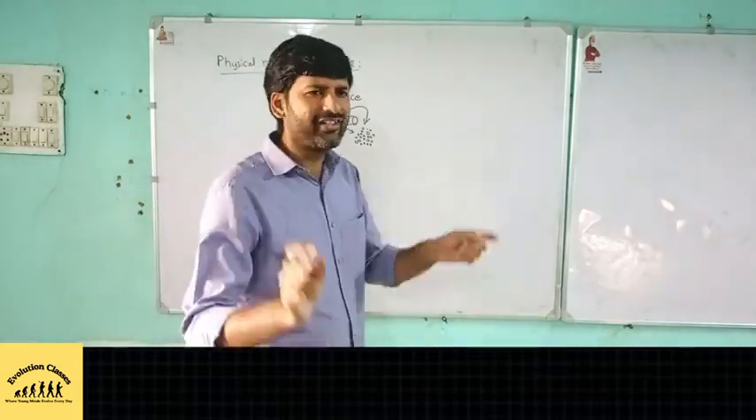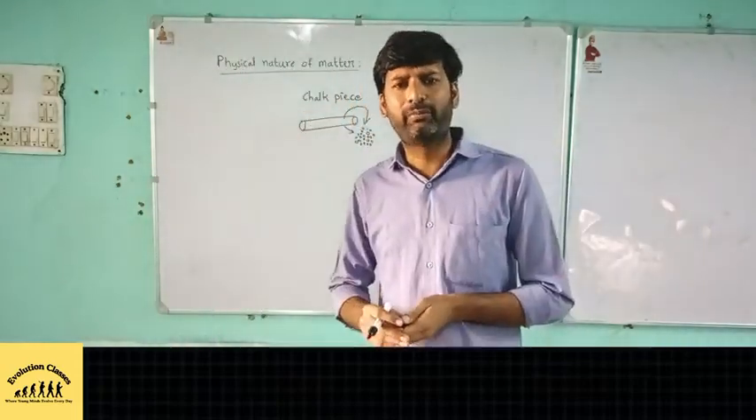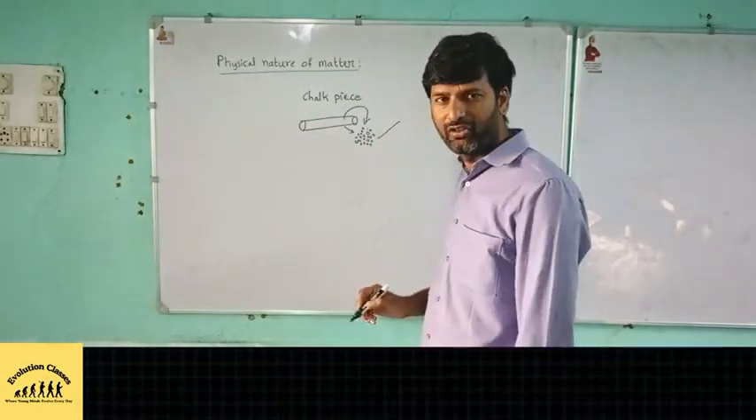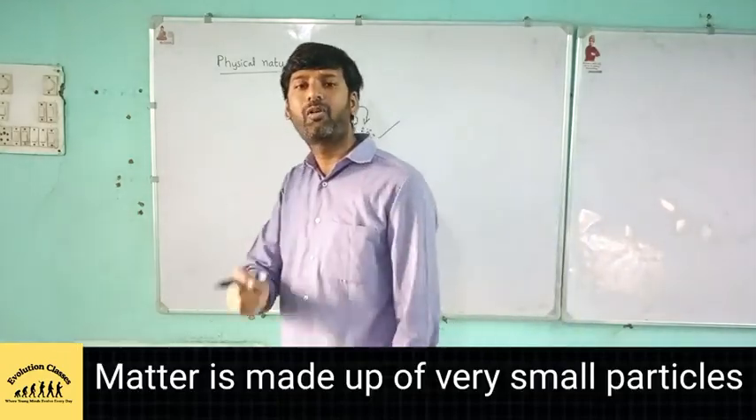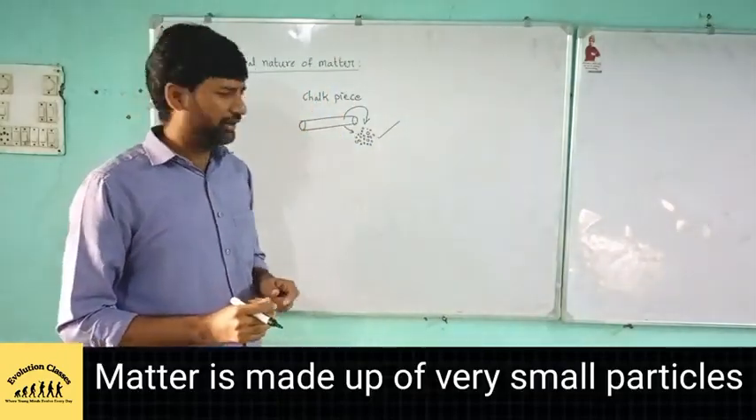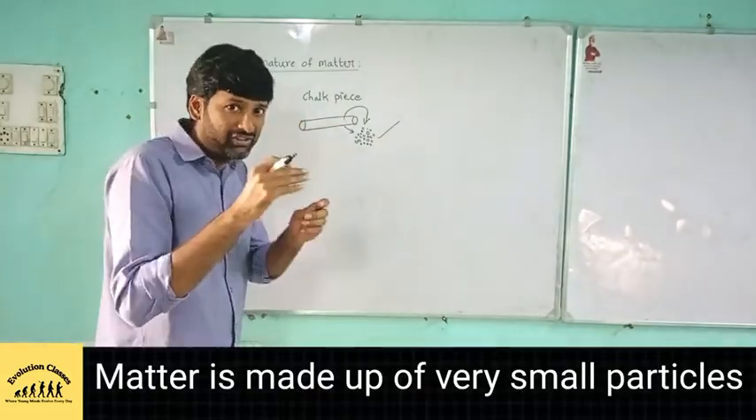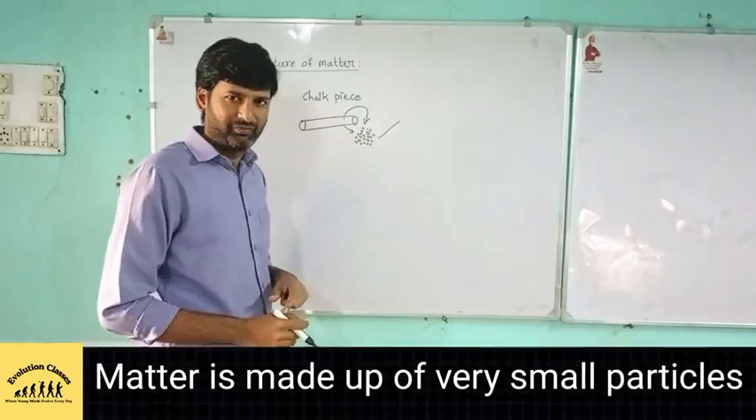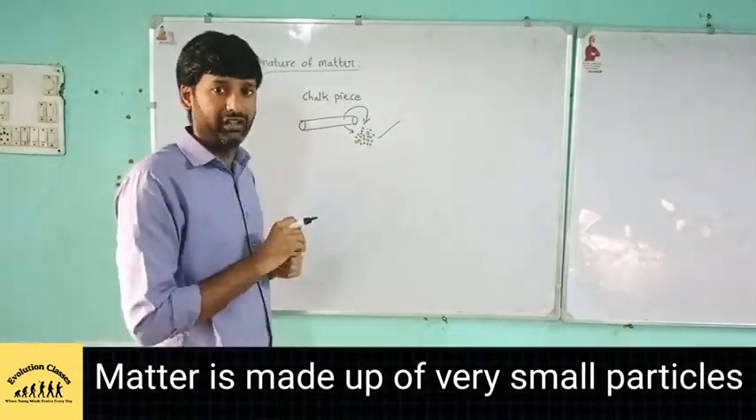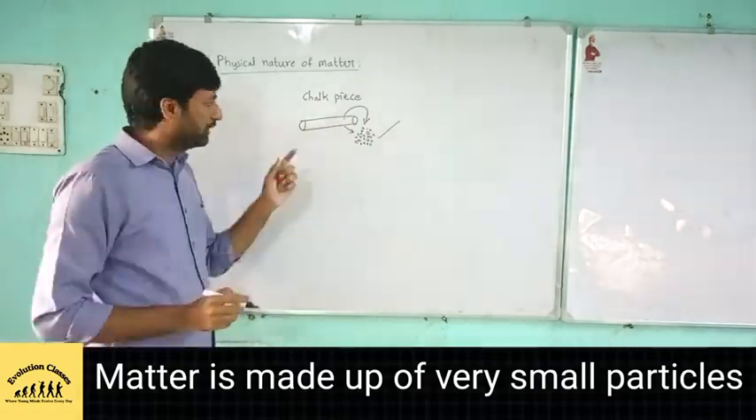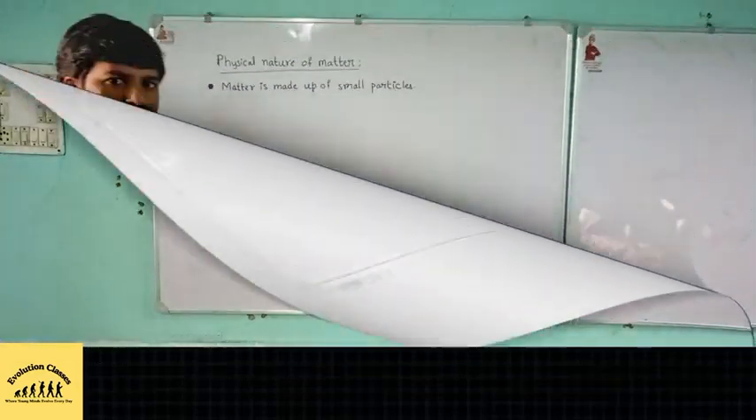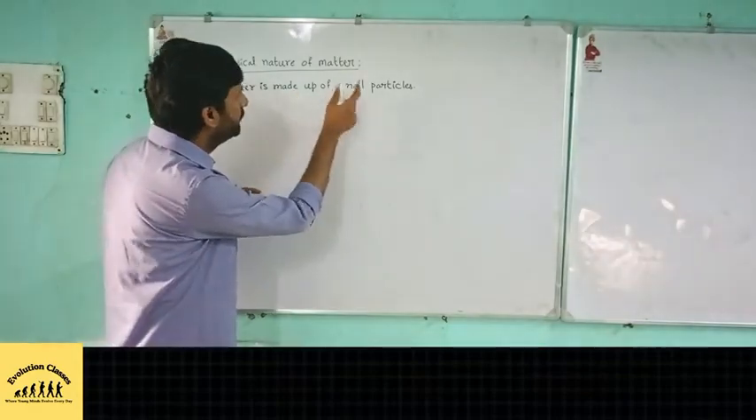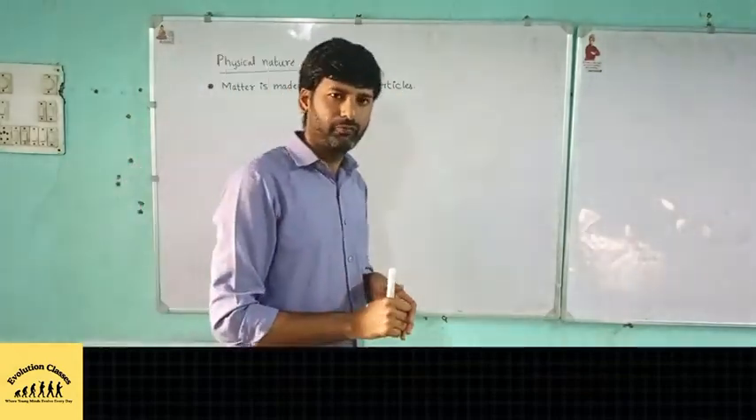So you take any example of matter, all matter is made up of very small particles. This is the first point we need to look at: physically, matter is made up of small particles. We will write that point now. As we discussed, matter is made up of small particles.